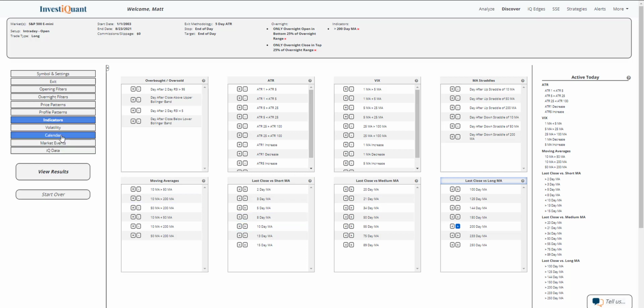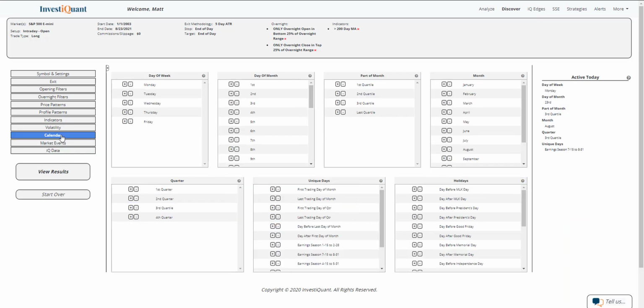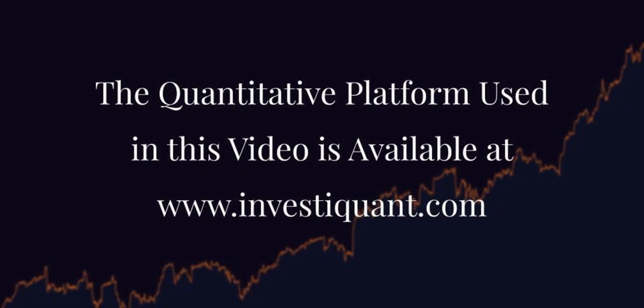And then lastly, I'm going to go into the calendar library, and I'm going to say that today is Monday, so we're getting the week started off this way. I've got equals here next to Monday. That adds it to the test. Now I can click view results.